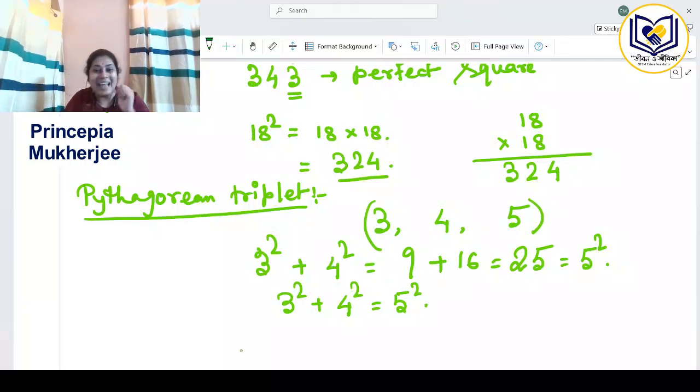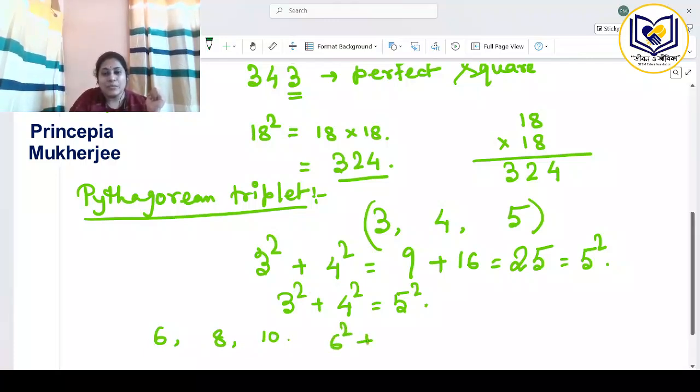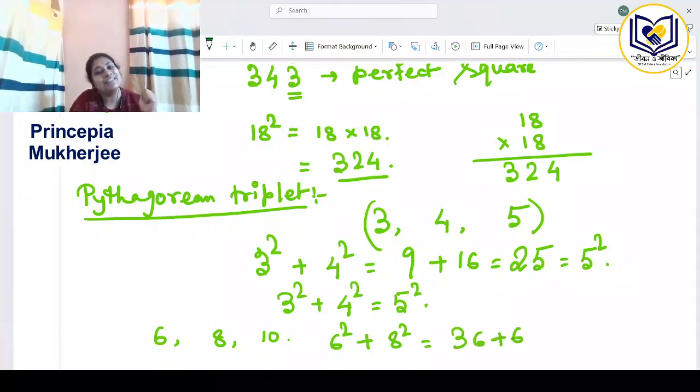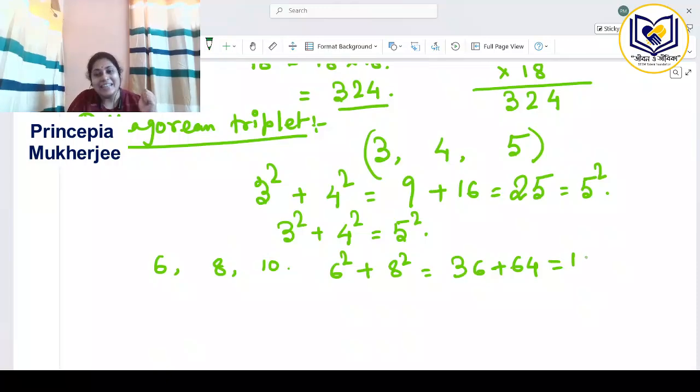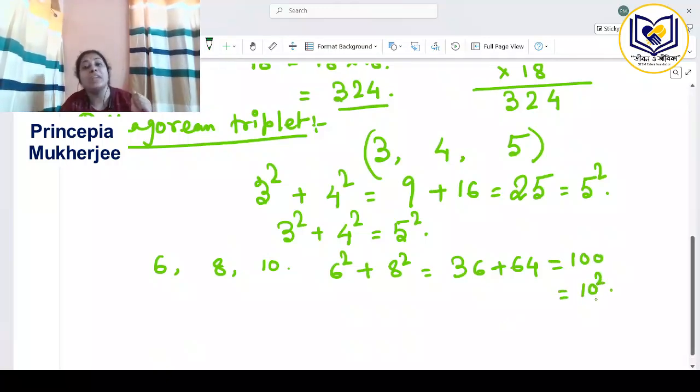Okay, so again I am considering another one, 6, 8 and 10. If I am considering these three numbers, if I am taking the squares of 6 and 8, I will get 36 and 64. So when I am taking 36 and 64 and adding them, I will get 100. So when I am taking 100, that becomes 10 square. So see here, the 6, 8 and 10 follow the same property. So this one is known as another Pythagorean triplet.